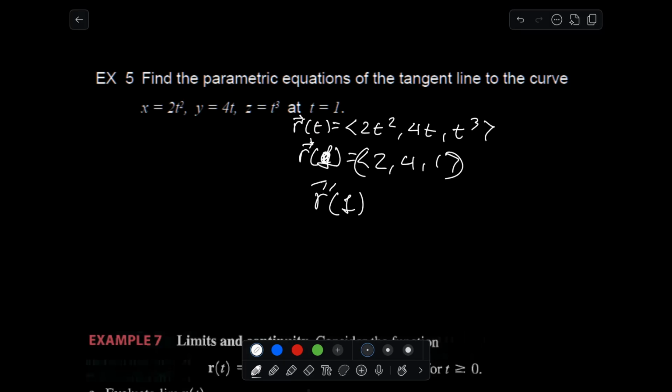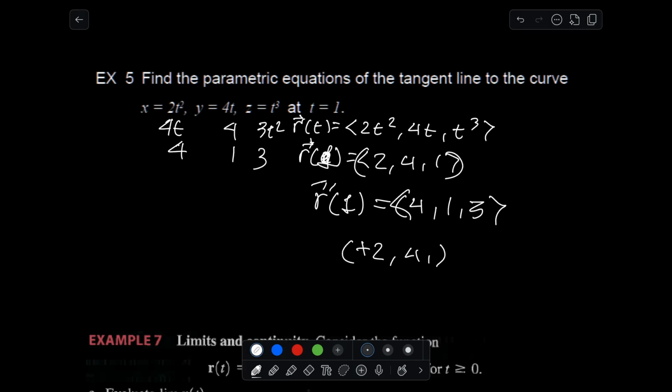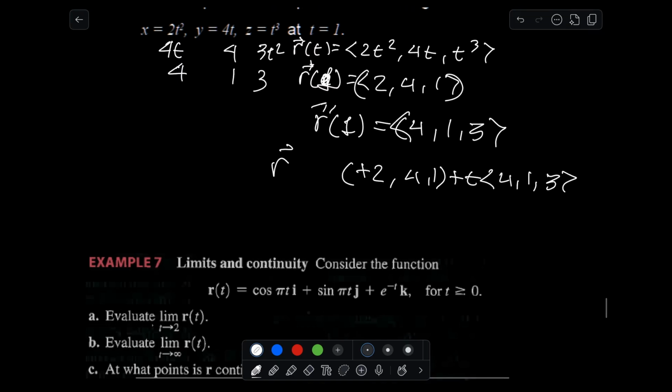And we would get, this becomes 4t, this becomes 4, this becomes 3t squared. So this becomes 4, 1, and 3. So then the tangent line would be 2, 4, 1 plus t times 4, 1, and 3 for r tangent of t.